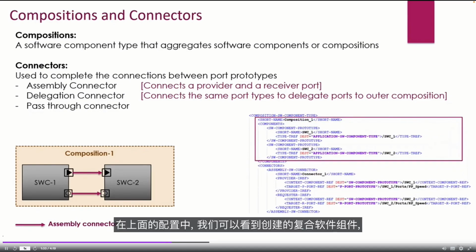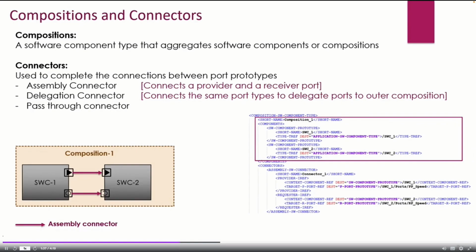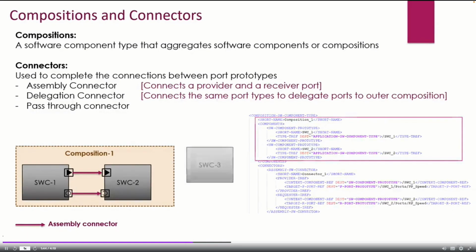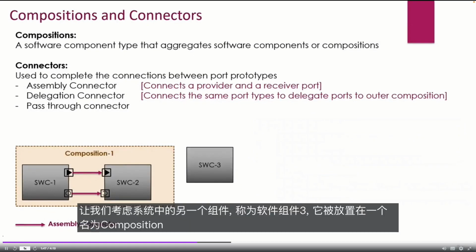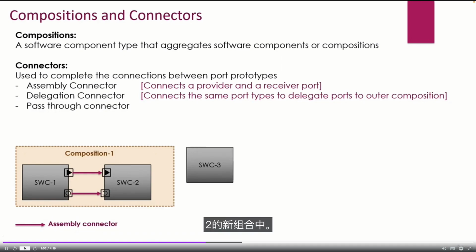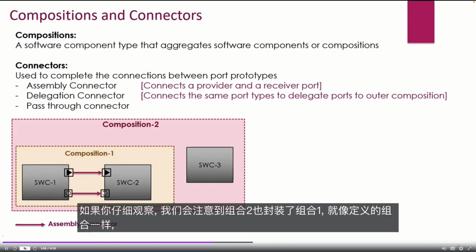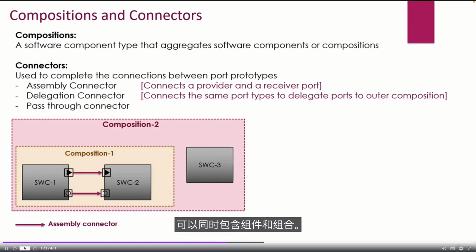Above in the configuration, we could see the composition software component for composition 1 created, and this encapsulates the two software components SWC1 and SWC2. Let's consider we have another component in the system called software component 3, and this is placed within a new composition called composition 2. If we have a closer look, we could notice that composition 2 encapsulates composition 1 as well. Like defined, a composition can have both components and compositions.